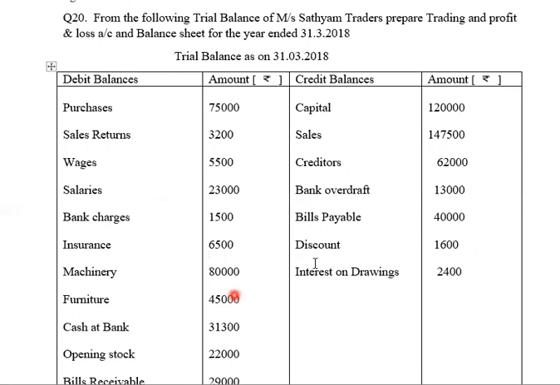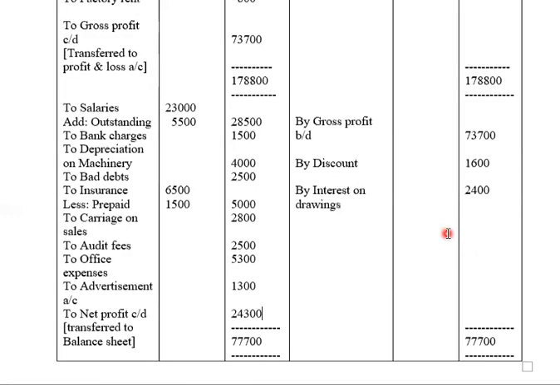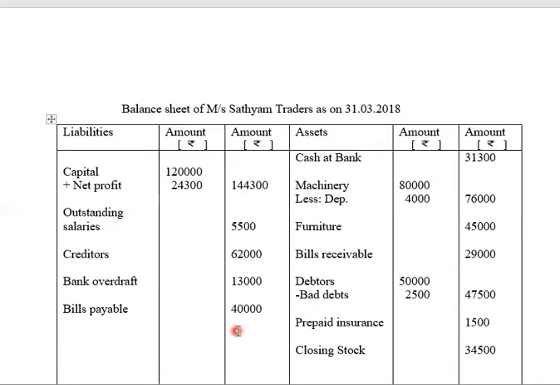Then after bank overdraft, we have bills payable 40,000. Bills payable, again it is a liability. It will be shown on the liability side of the balance sheet as bills payable 40,000.